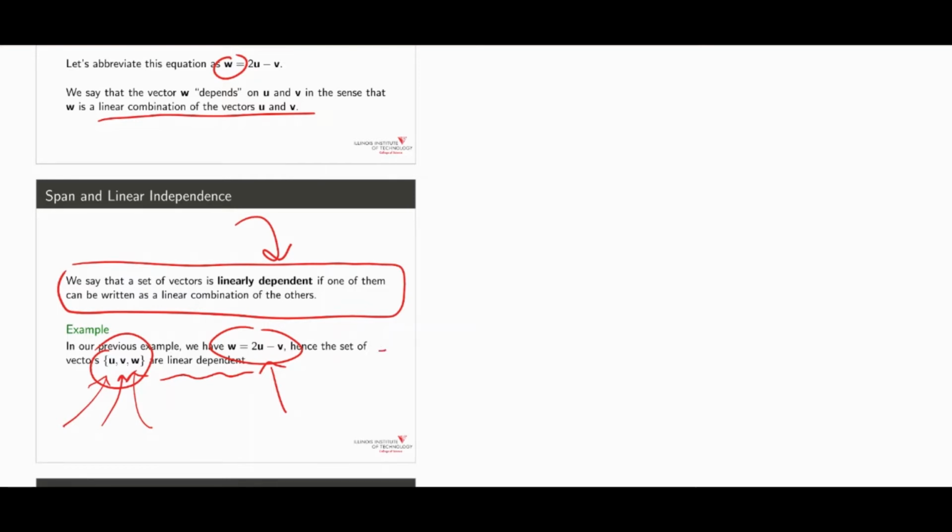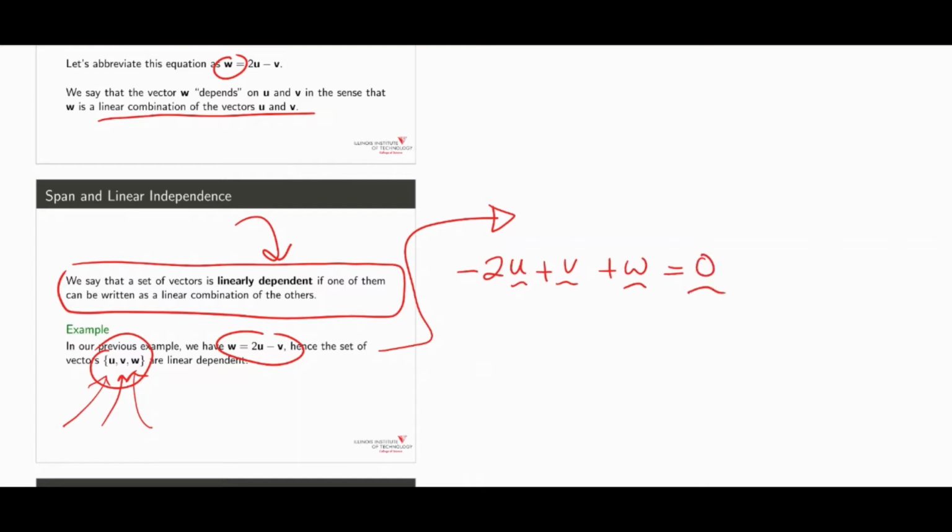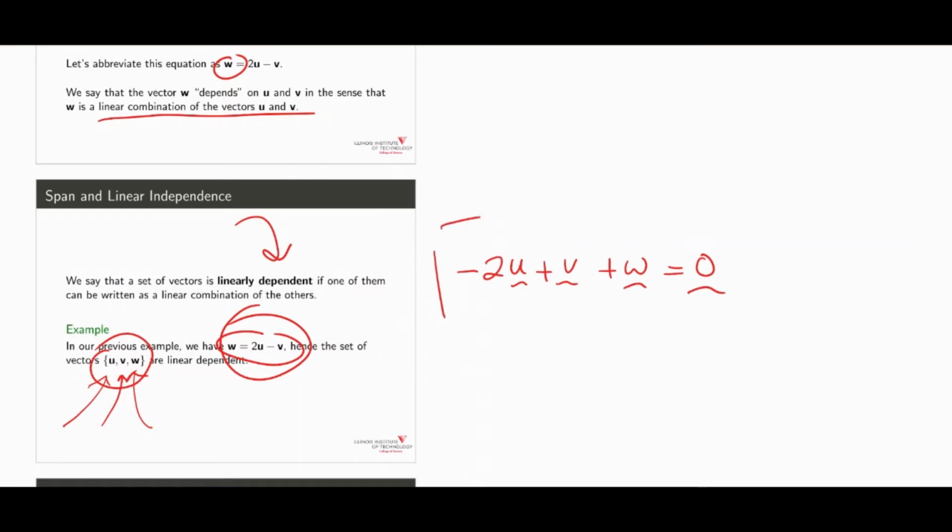All right, so again, we want to make this slightly more precise, so we're going to do one very basic operation. Let's move everything on the right hand side here to the left hand side. So we are going to write this as negative 2u plus v plus w equal to the 0 vector. So I'm rewriting this equation to this.